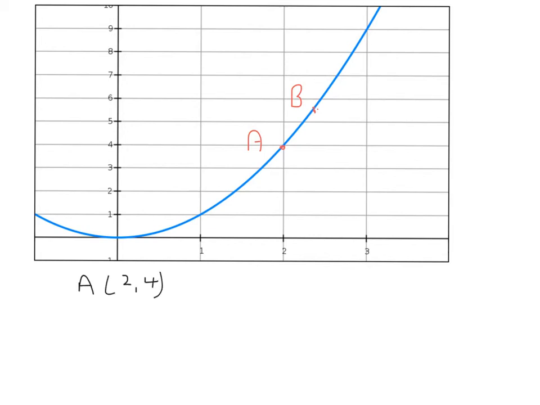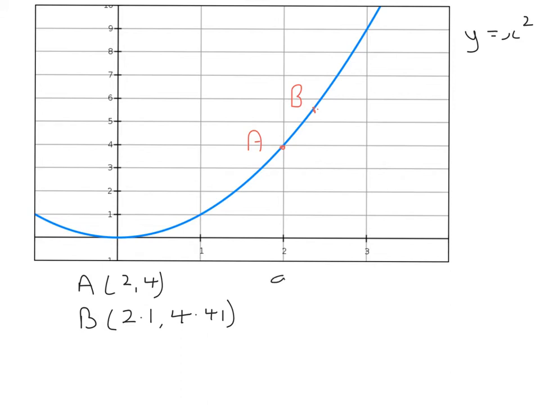Why is it 4? Because this is the graph y equals x squared, remember. So to work out the y value, you square the x value. So this point here is 4, 2 squared is 4. As far as B is concerned, it's going to be just a little bit more than 2, 2.1, and so the y value is going to be 4.41.